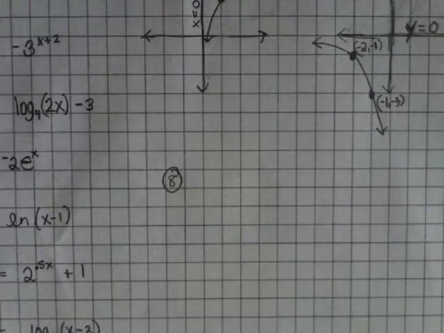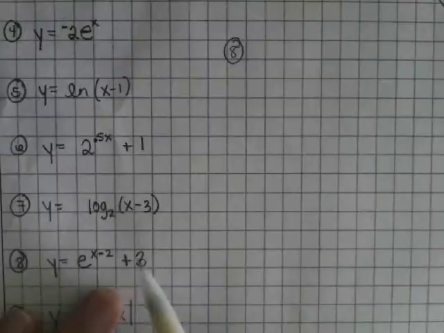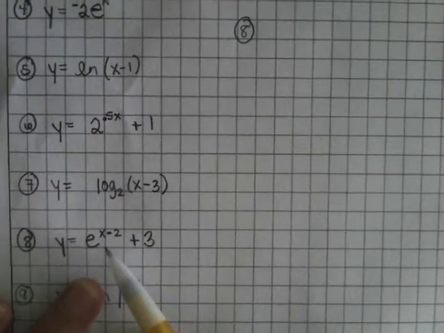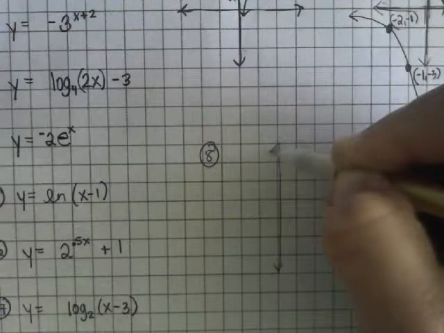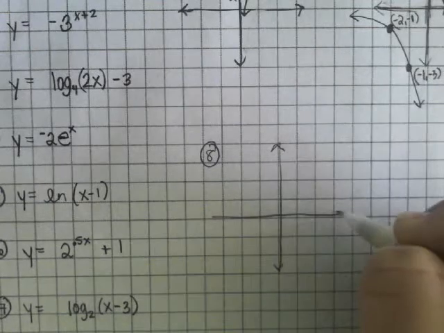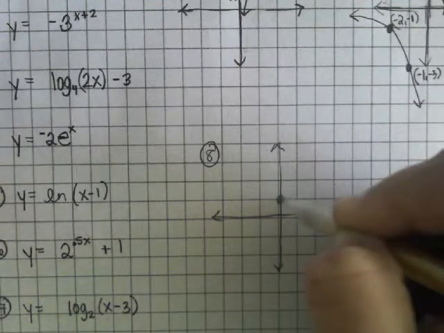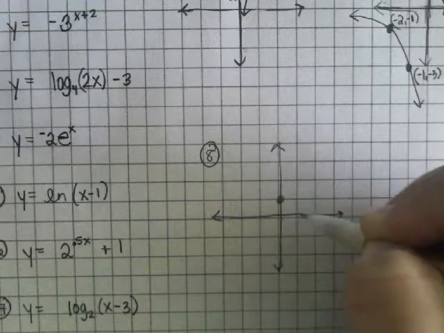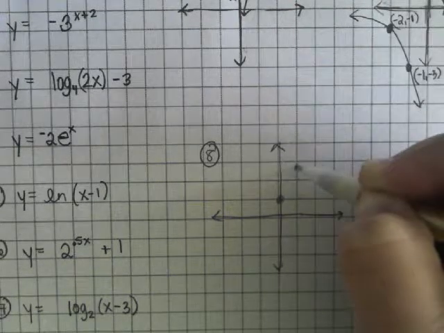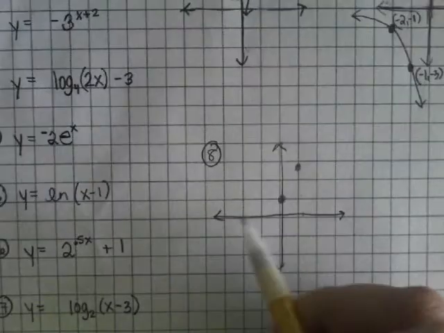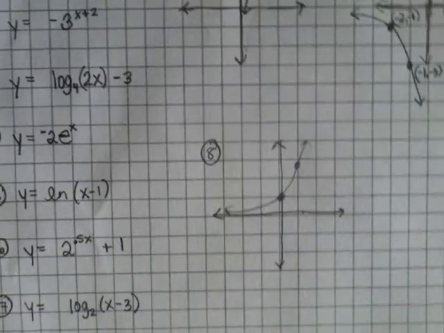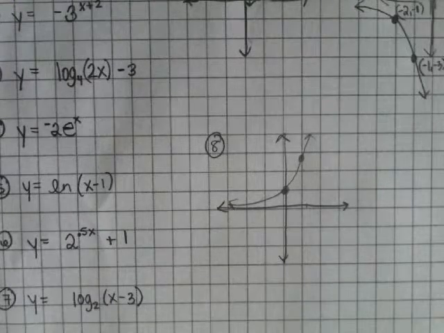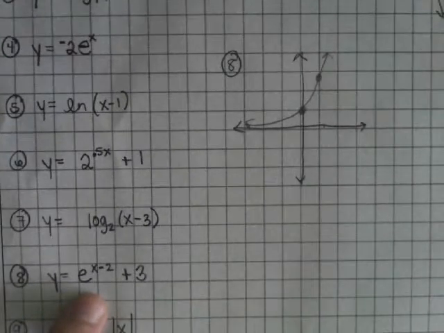Okay. Number 8 is an exponential function with a base of e. So your parent graph initially is going to have (0, 1), and then (1, e), so (1, 2.7), and an x-axis asymptote. Good? And what transformations happened here? And in what order?